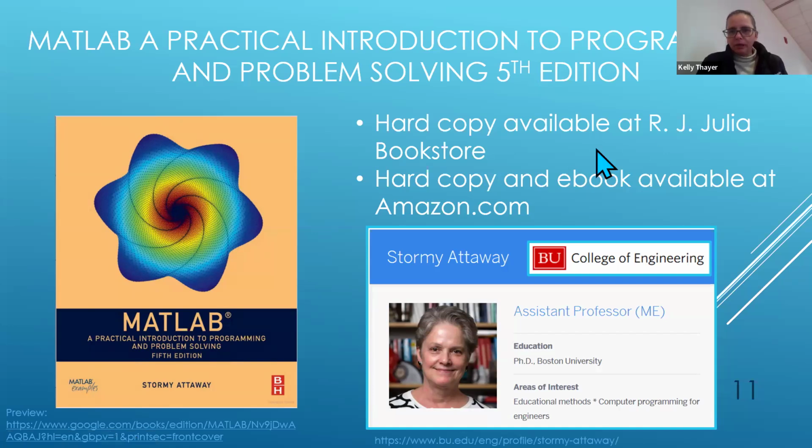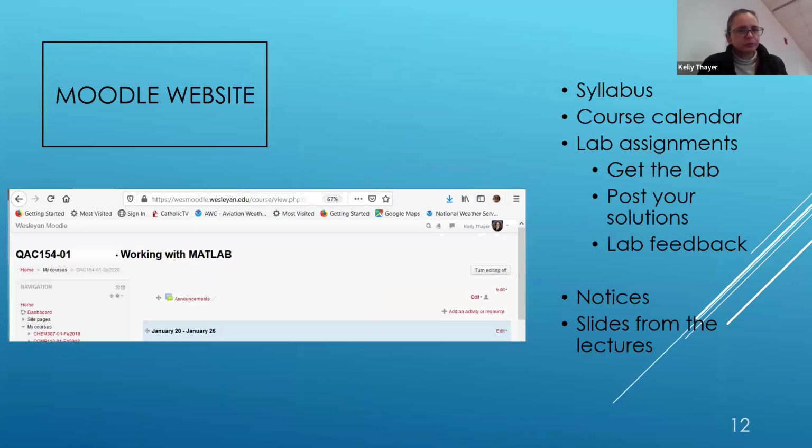So you can buy a hard copy at RJ Julia Bookstore, and there's also the hard copy and ebook available at Amazon.com if you wish to buy it.